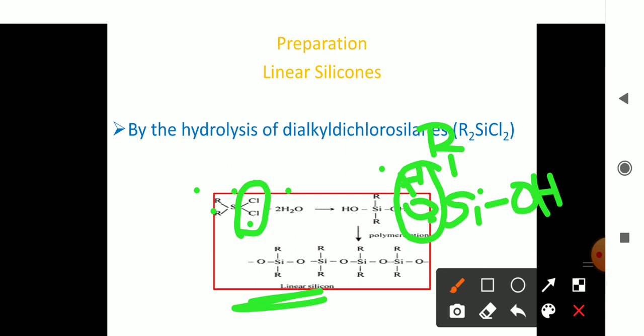So how are linear silicones prepared? They are prepared by the hydrolysis of dialkyl dichlorosilanes. What is the formula of dialkyl dichlorosilane? That is R2SiCl2.